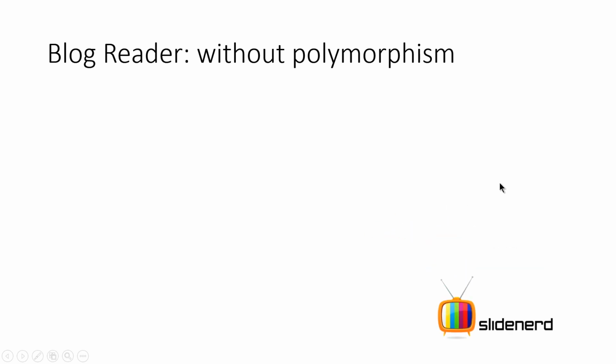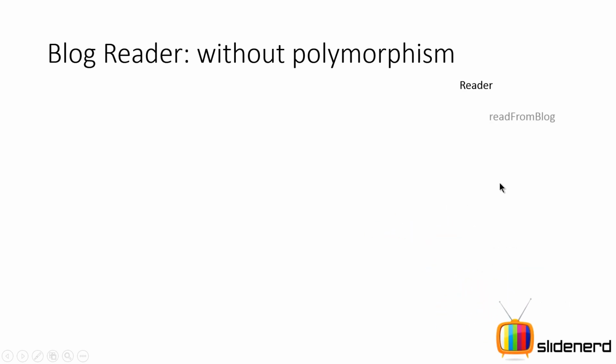Now let's take a look at how the same thing works with polymorphism. First of all, what I'm gonna do is create a class called reader. It will have a single method called read from blog. I will tell everybody to extend this class, or I should say subclass reader, and override this method read from blog. In other words, define this method in their own words for their purpose.